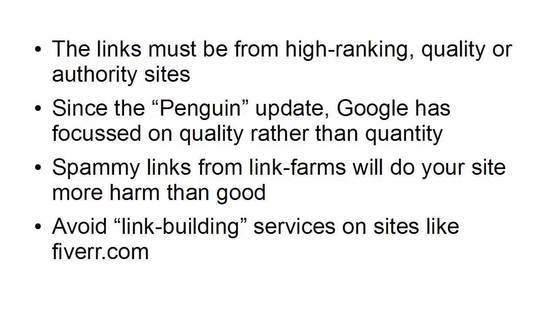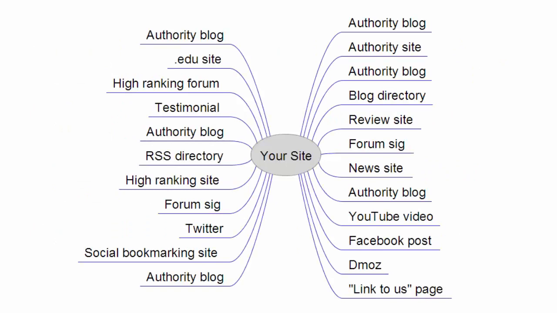Now, this diagram gives you an idea as to a typical linking to a site. You can see they are from lots of different types of sites. You've got from authority blogs, you've got from a .edu site, high-ranking forum, from testimonials, RSS directories, high-ranking site, forum signature, YouTube video, Facebook post, Twitter, social bookmarking sites, DMOZ, link to us page, and so on. And obviously, the more links you can get, the better. But as I was saying just now, do bear in mind that they do need to be quality links.